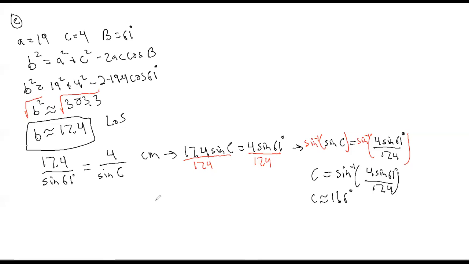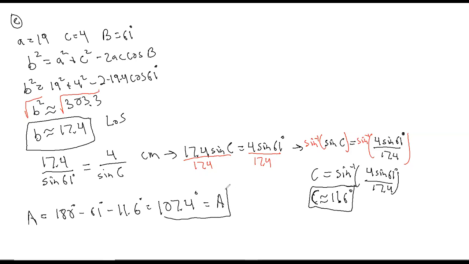Okie dokie. Now we can find the other angle, the third angle. We have angle B, we have angle C. Let me make sure that looks like a capital. So angle A should be 180 minus the other two. So minus 61 minus 11.6 degrees. Let me write that a little neater. And that was an answer, by the way. And when you do that subtraction, it's 107.4 degrees. That's angle A. Let me move this.